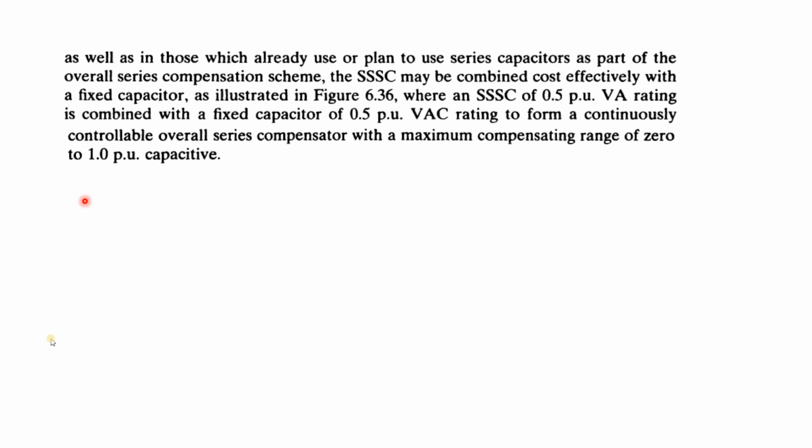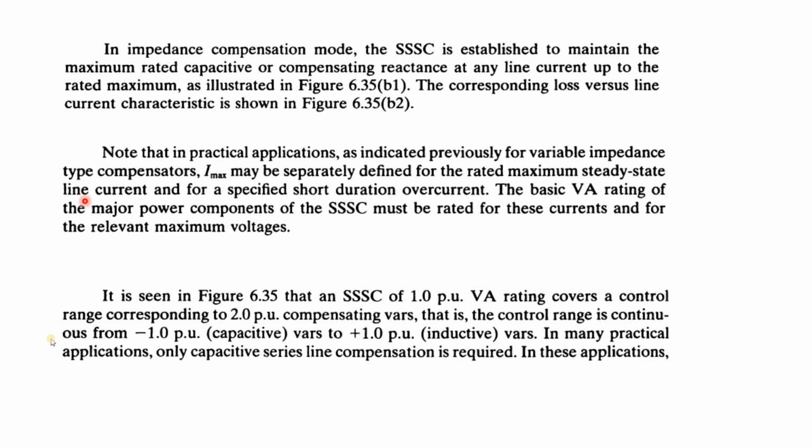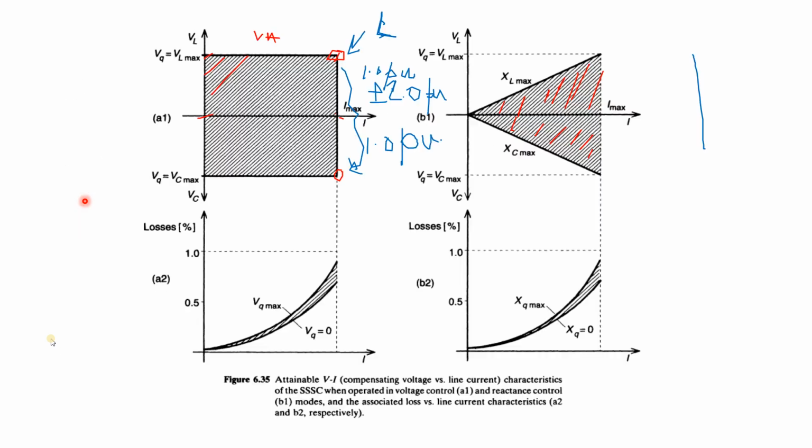So what happens, the VA rating is combined with the fixed capacitor of 0.5 per unit VAC rating to form a continuously controllable overall series compensator with maximum compensating range of 0 to 1.0 per unit capacity. That means in that case, the total SSC as a whole is not used for all the cases, because a series capacitor is also used.